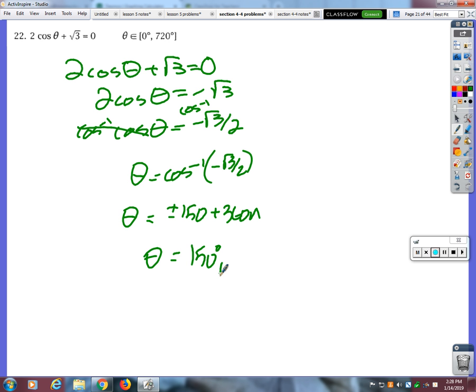What do you get? 510. But then I also have to add 360 onto negative 150. So that's 210. And then I have to add 720 onto 150. But can you see that that's going to be bigger than 720, so we don't actually have to do that? Okay. Then if I add 720 onto negative 150, that's going to be in our neighborhood. 570. Okay, so those are our 4 answers.